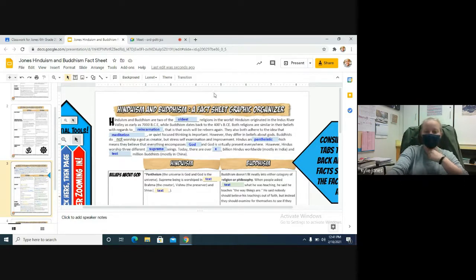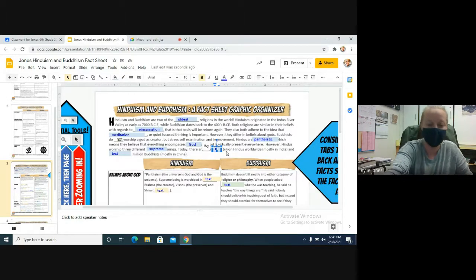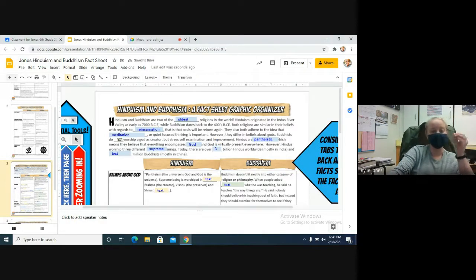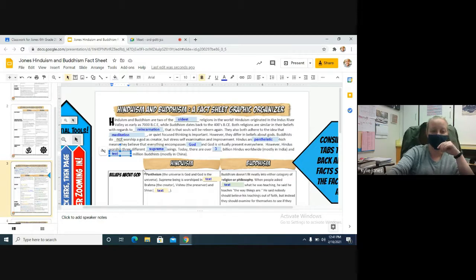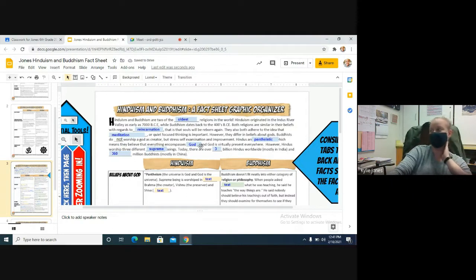Today, there are over blank billion Hindus. 3 billion? That's a lot. 3 billion Hindus worldwide, mostly in India, and there are how many million Buddhists? 360 million Buddhists, mostly in China.